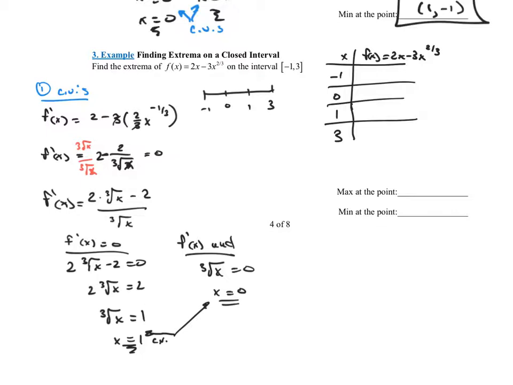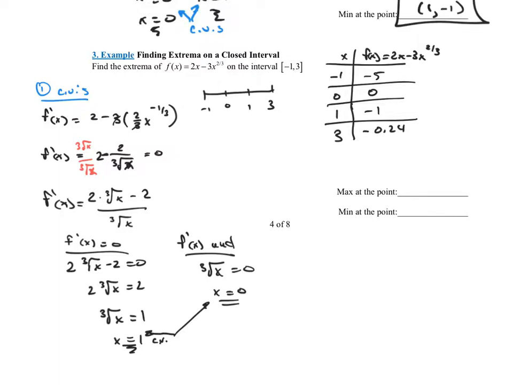I'm going to type in the first one, -1, enter, and I'm getting a value of -5. 0, enter, I'm getting a value of 0. 1, enter, I'm getting a value of -1. And 3, enter, I'm getting a value of -0.24 and change. Goes on, okay?